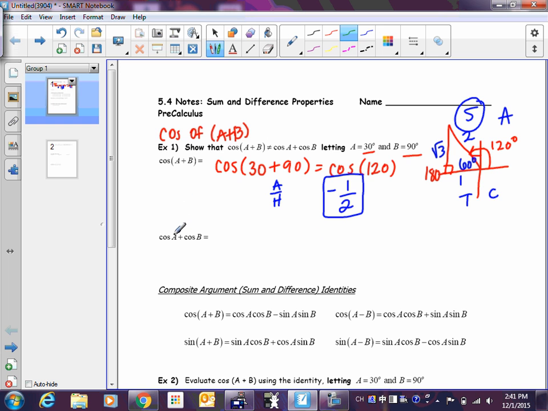Okay, let's see what happens if we take cosine individually of a, which would be cosine of 30, and then we add that to cosine of 90.